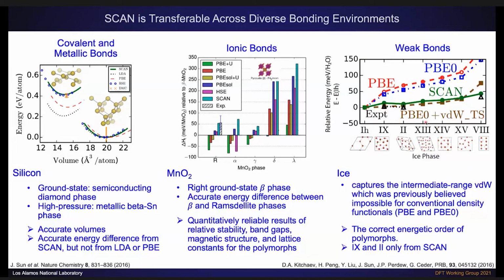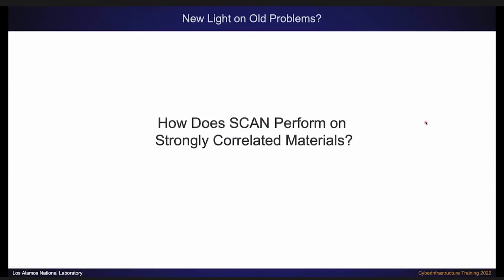The main idea we took away from this study is how SCAN performs on strongly correlated materials. We really want to shine new light onto some old problems to see how far we can push this without incorporating these different parameterized many-body calculations.